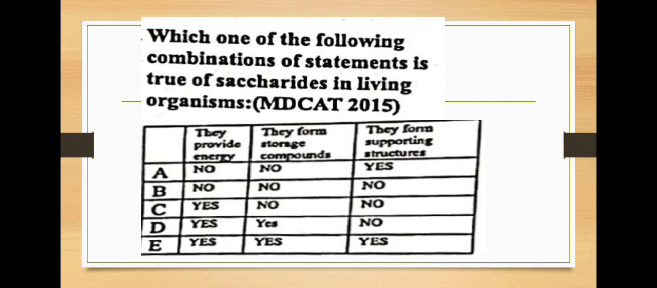Which one of the following combinations of statements is true of the saccharides in living organisms? MDCAT 2015. They provide energy, they form storage compounds, they form supporting structures. All the saccharides which are present in our body can provide energy, as oxidation of glucose provides energy. They form storage compounds as they are stored in the form of glycogen in the liver inside animals, and in the form of starch in plants.